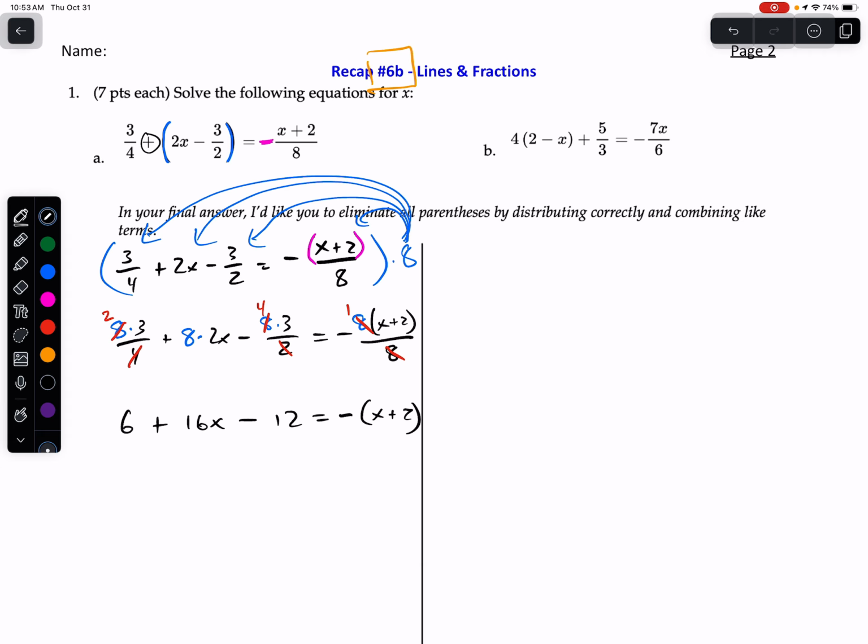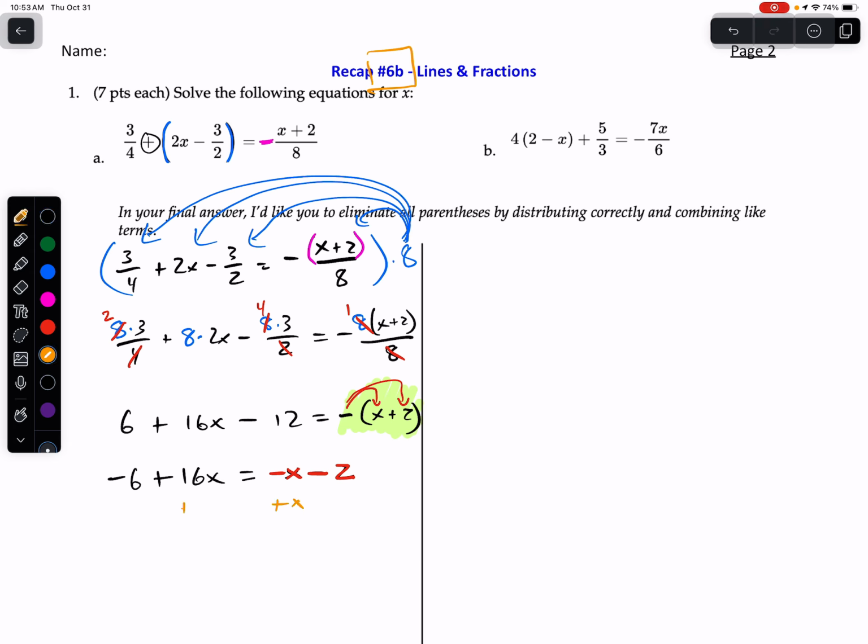And I purposely didn't distribute yet because I wanted that to show up as my next step. And this is what most people missed. Again, really kind of the crux of the issue there. So let's rewrite it. 6 minus 12 is negative 6. Oops, didn't mean to be in red there. Negative 6 plus 16x equals minus x minus 2.